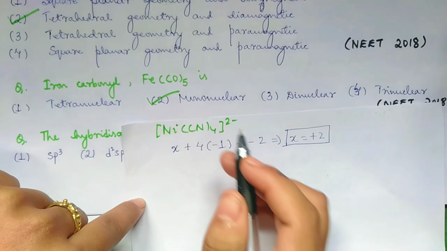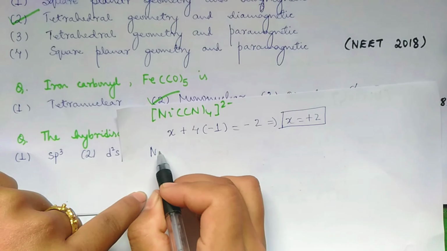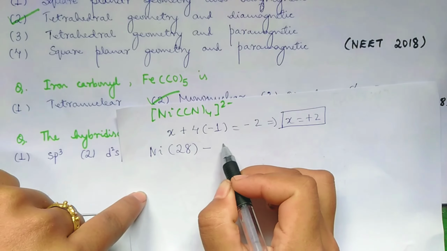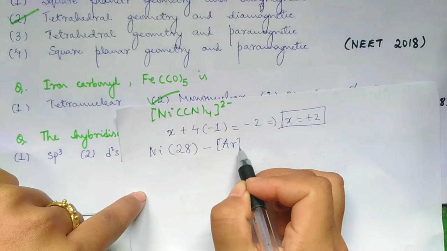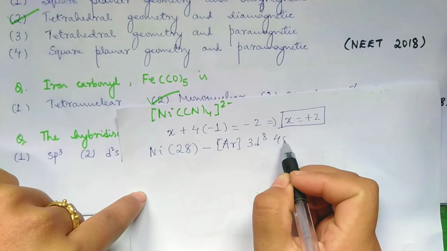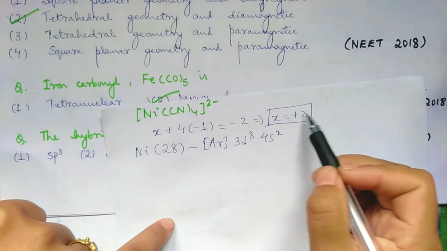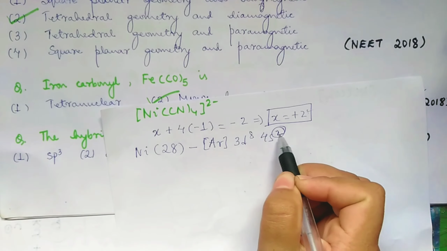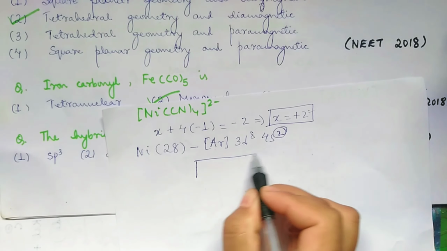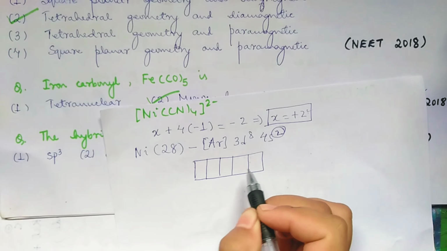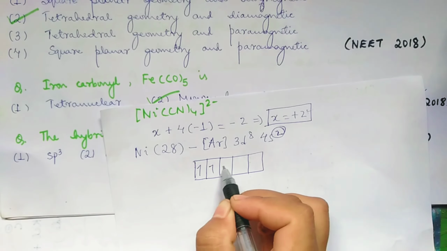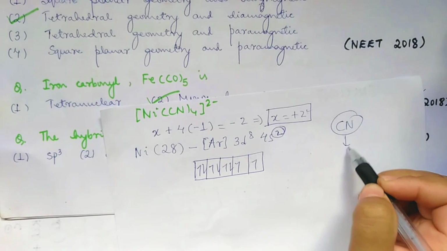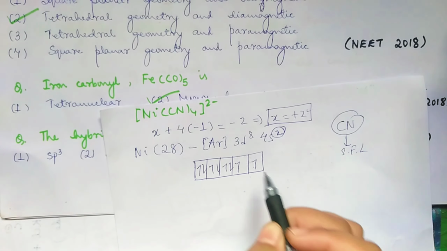Clear? Okay. And now next, write the electronic configuration of the central metal atom. Atomic number is 28. So we have argon 3d8 4s2. Clear? Okay. Oxidation state is plus 2. That means 2 electrons are lost. Now we remove these 2 electrons from the 4s orbital. And in the 3d we have 8. 1, 2, 3, 4, 5, 6, 7, 8. Now this ligand is a strong field ligand. Strong field ligand. So these 2 electrons will be paired up.